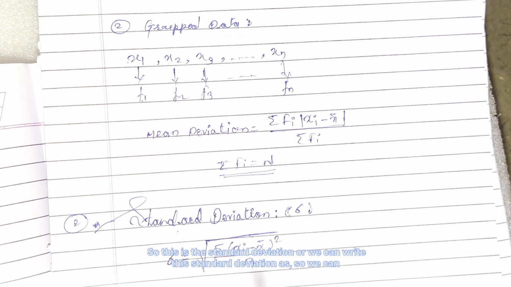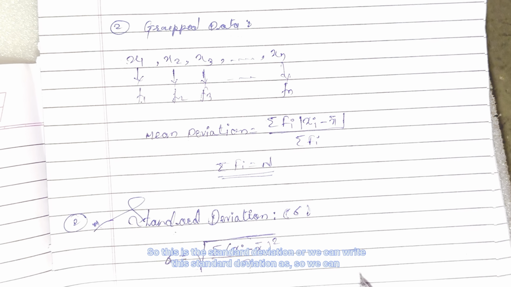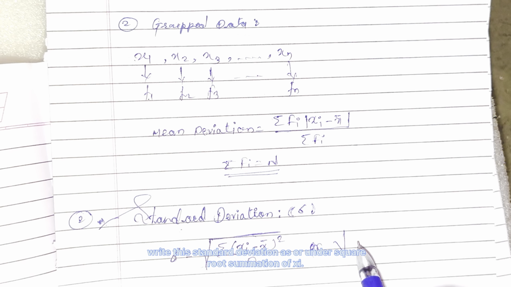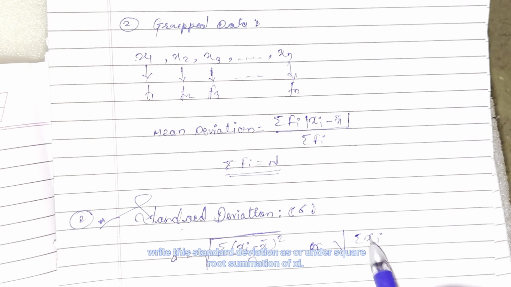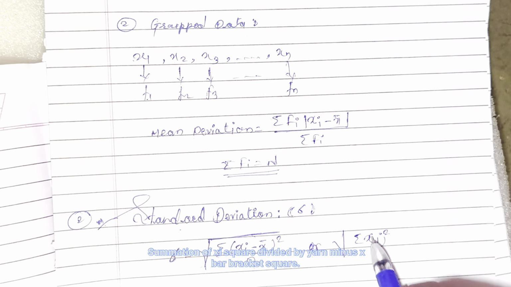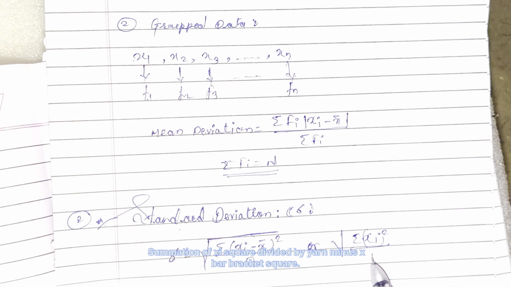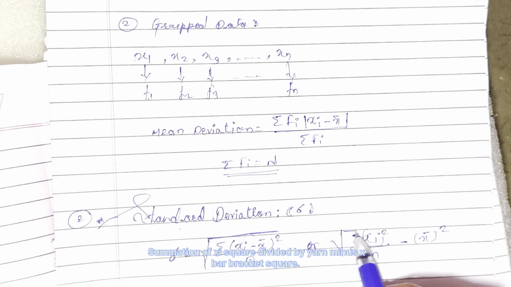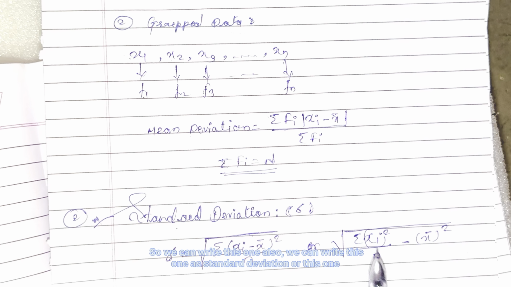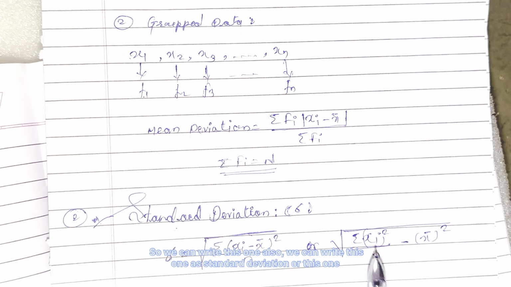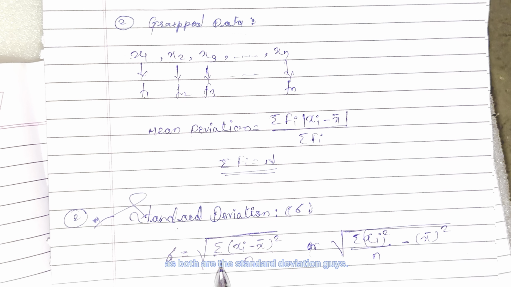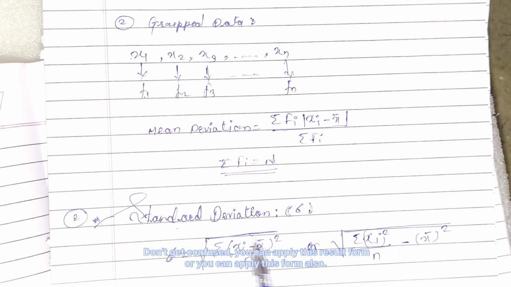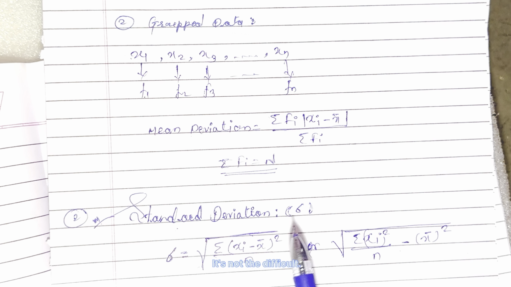We can also write the standard deviation as the square root of the summation of xi squared divided by n, minus (x bar) squared. Both are the standard deviation, so don't get confused. You can apply this form or that form. It's not difficult.